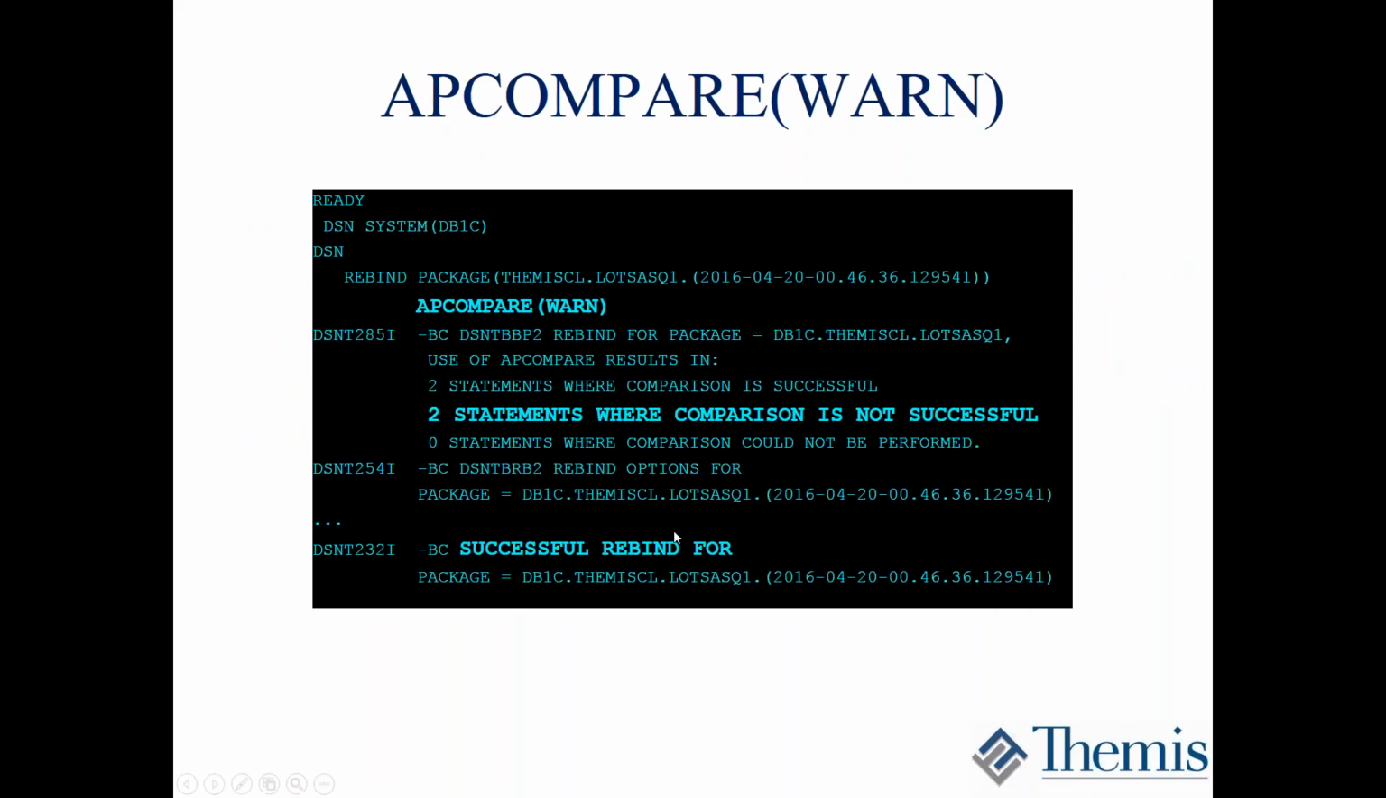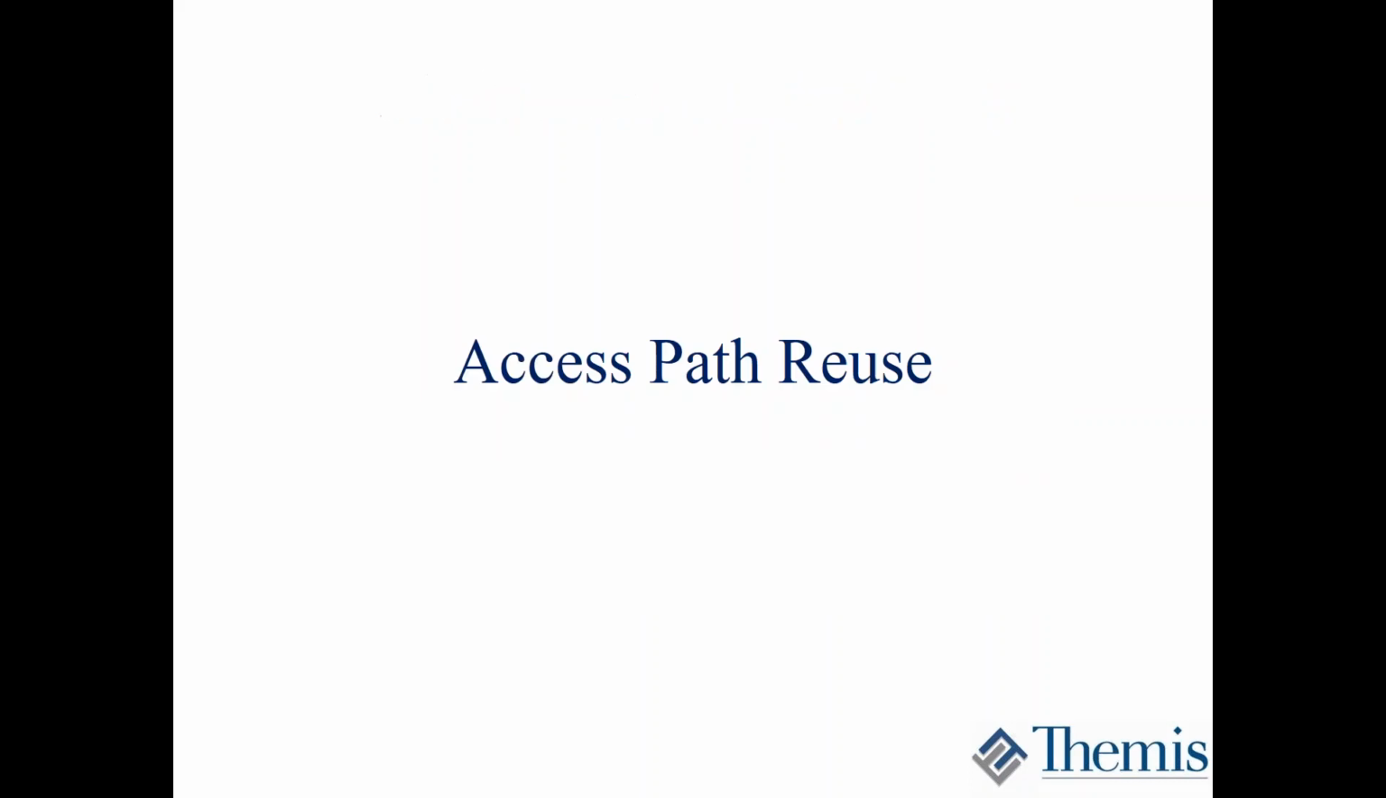APCOMPARE warn, most of this message looks the same. This is really the same rebind I just did a minute ago. Two statements were successful, two were not successful, and I still got a good bind. So APCOMPARE warn is just throwing, hey, some of these access paths changed, have a nice day. We still do the bind though. You will get a condition code 4 out of the bind, and so maybe that's something that you trap and notify someone about. Okay. All right, so that's the one people don't use.